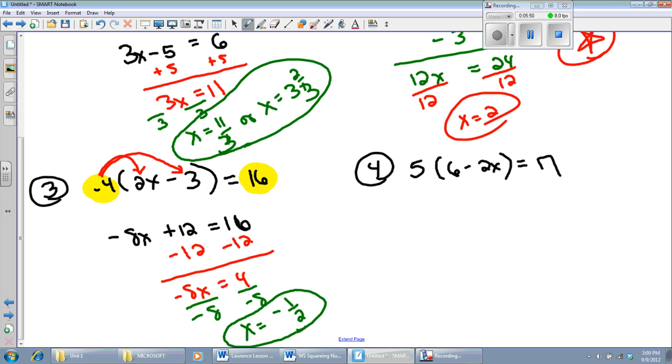All right, one last problem for you. Looks a little different than the other ones. I got a question for you. Can I do my little division trick? What do you think about that? Jacob, what do you think about that?